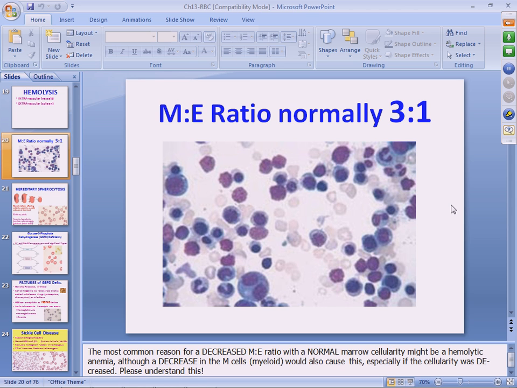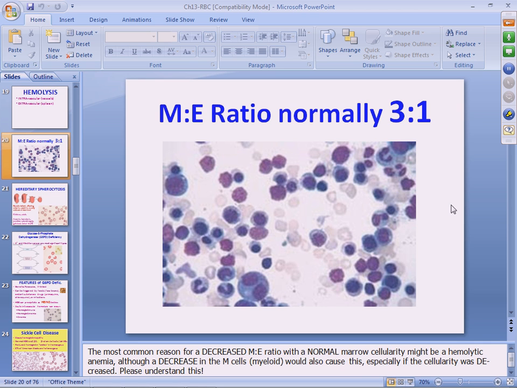Now I want to warn you about something. This is only a ratio. That's all that it is. It's just a ratio between 2 numbers. It's not an absolute number. So you can have an altered ME ratio simply because of a hyper or hypocellularity of either one. So an ME ratio of, let's say, 3 to 1 or 2 to 1 or 1 to 1 doesn't really mean much by itself. You have to look at the overall cellularity of the bone marrow as well.